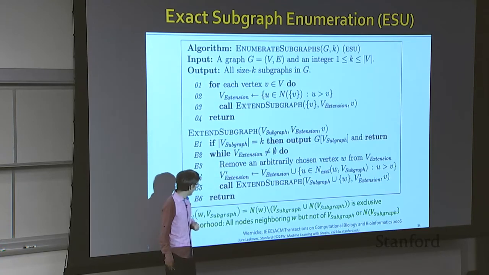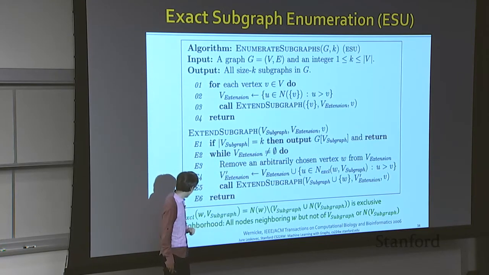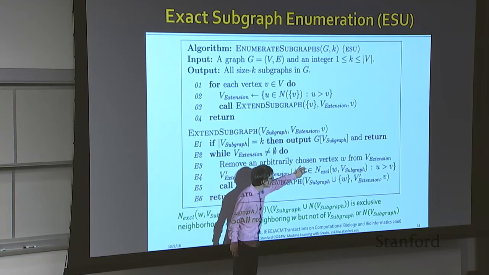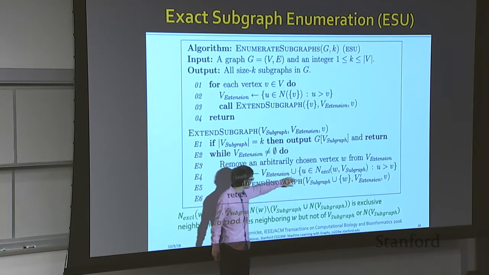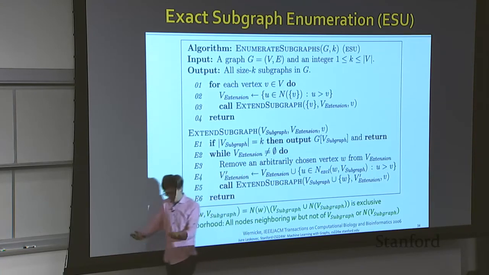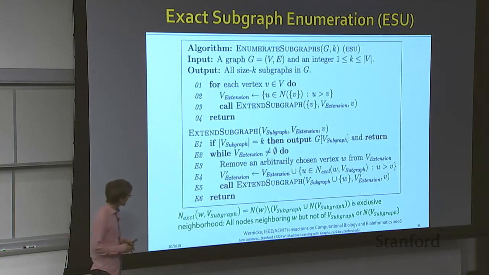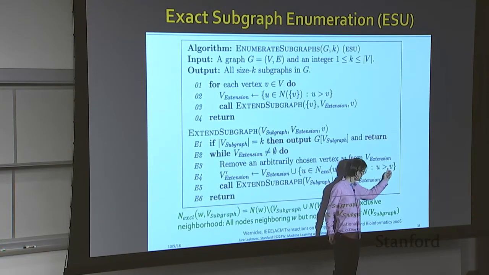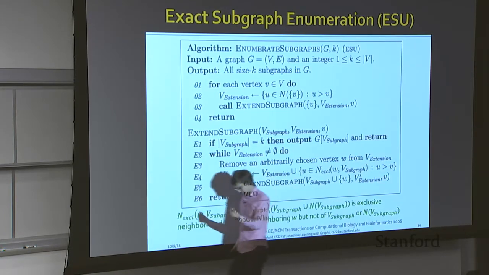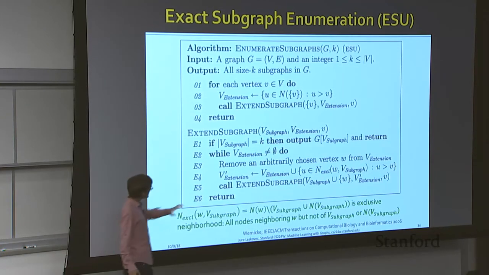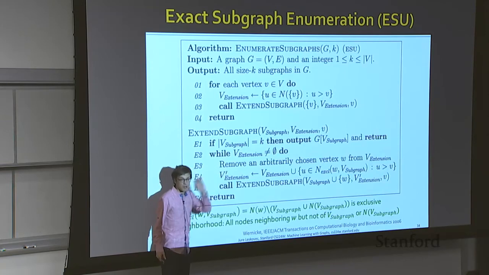Okay? And all we have to be careful about is how this extension set is maintained and how we extend it. And the important rule here is that the node IDs of the nodes that we add into the extension set can only be bigger than the node IDs of the nodes from which we started building the graph. So this is how much I'm going to say about this pseudocode.